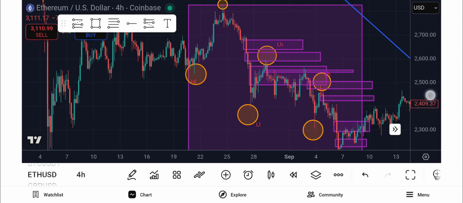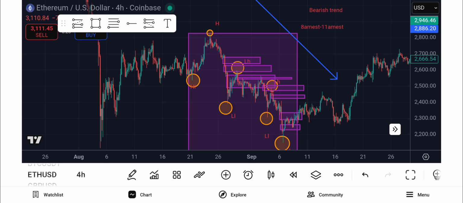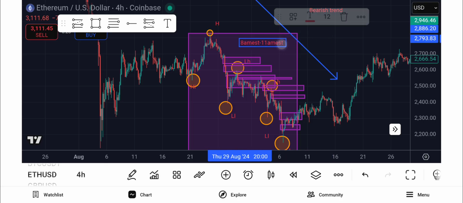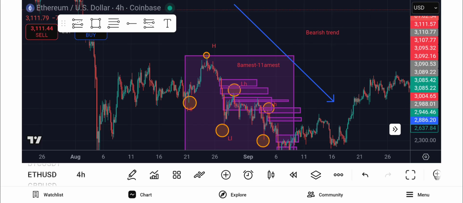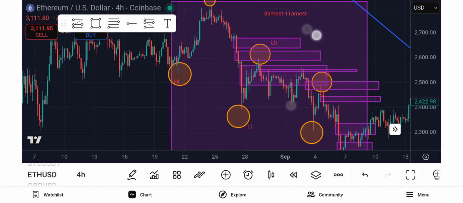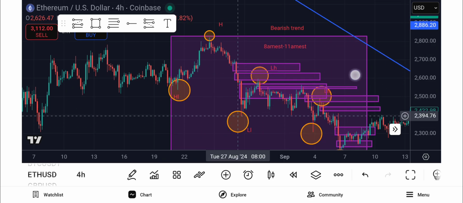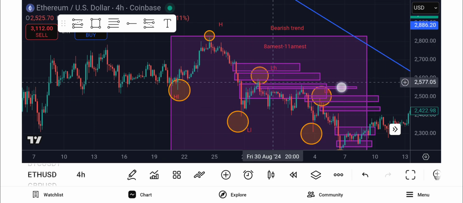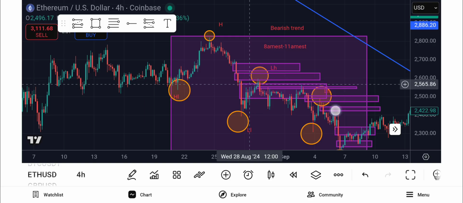So now what are we doing? Now that we've identified the fair value gaps, what are we doing? Do you guys remember? Yup. We're waiting for time. So after this high took out this high low, we're only focused on everything after that. So lower low, lower high. What are we looking for? Time, right? So we're waiting for price.